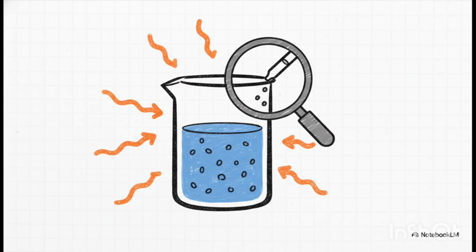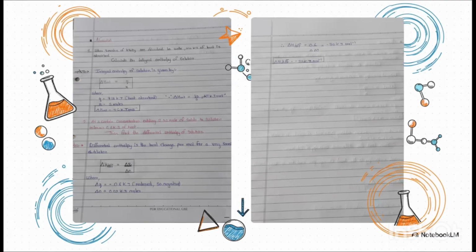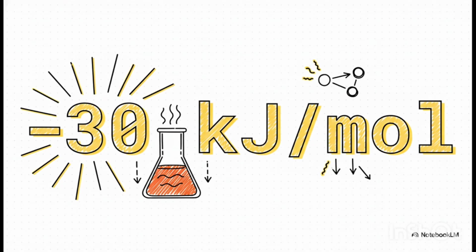Now for problem 2. Pay close attention to the wording here. At a certain concentration, we add a tiny amount, just 0.02 moles, and it releases 0.6 kilojoules of heat. That's a huge clue that we're looking for the differential enthalpy, that instantaneous change. So for this one, the formula is the change in heat over the small change in moles. Since the heat was released, our change is negative 0.6 kilojoules. We divide that by the tiny amount of moles we added, which was 0.02. And that gives us our final answer, negative 30 kilojoules per mole. That negative sign confirms that, at that very specific moment, the process was exothermic.